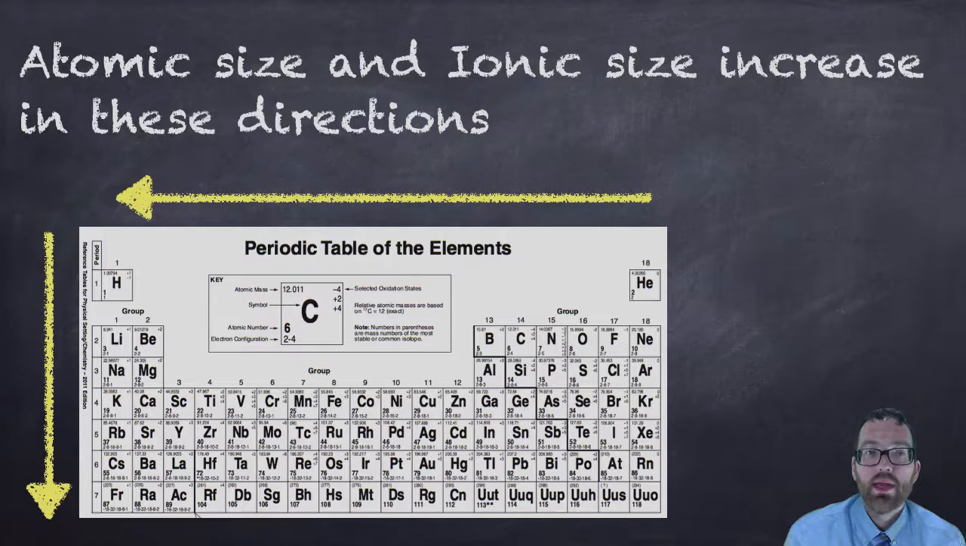As we move to the left across the periodic table, you have fewer protons, and fewer protons means less pulling power, and those outer electrons can migrate further and further away from the nucleus. So that's ion trends. Next we'll be talking about electronegativity and first ionization energy.